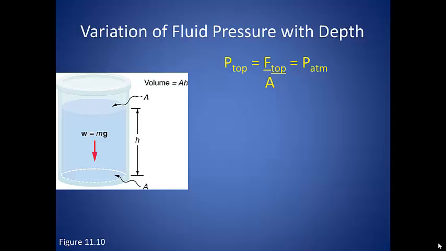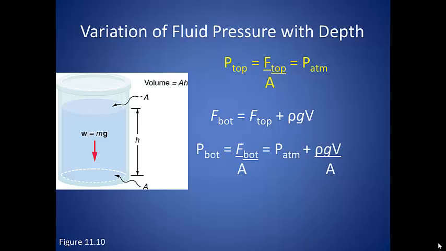So if we want to figure out the pressure, we can say that the pressure at the top of the water column is equal to the force divided by the area of the cylinder. We can also say this pressure at the top is equal to the atmospheric pressure. The pressure at the bottom, then, would be equal to the total force at the bottom divided by the area, and the total force was the atmospheric pressure times the area plus the quantity rho g V, all divided by area.